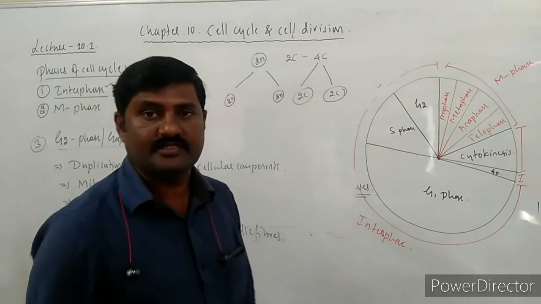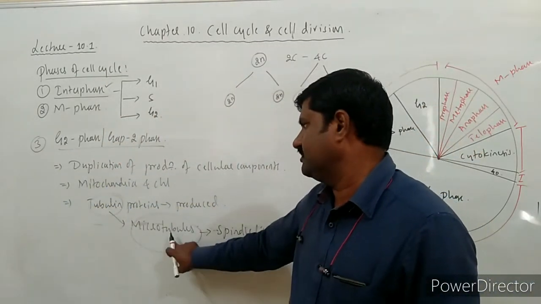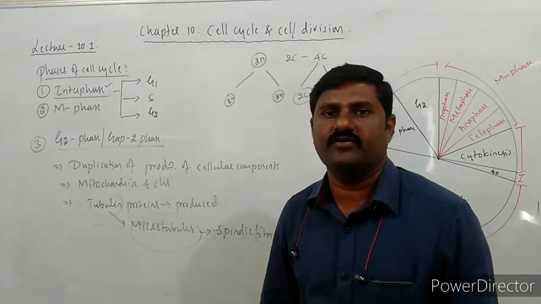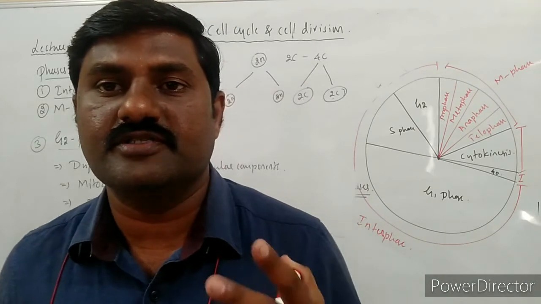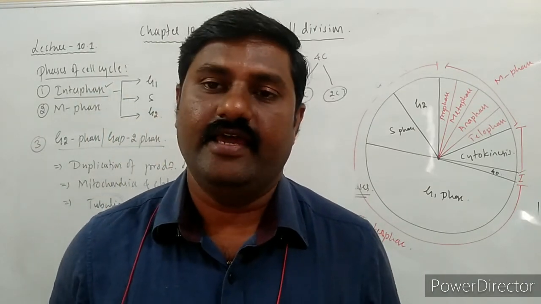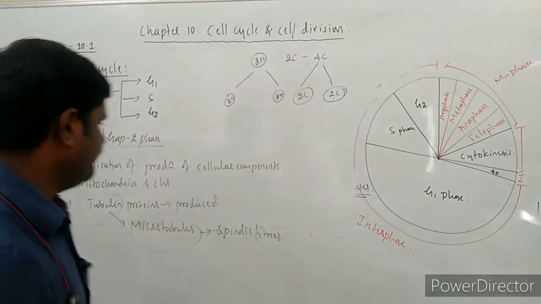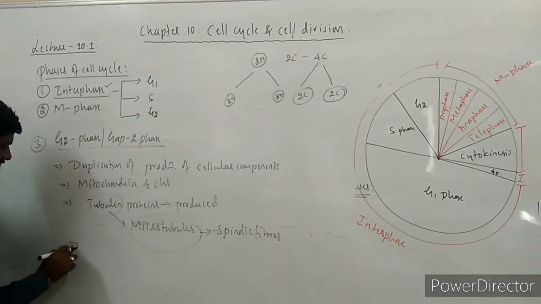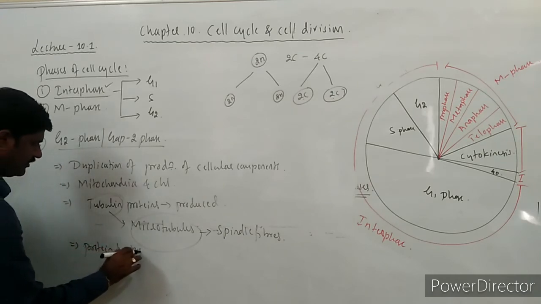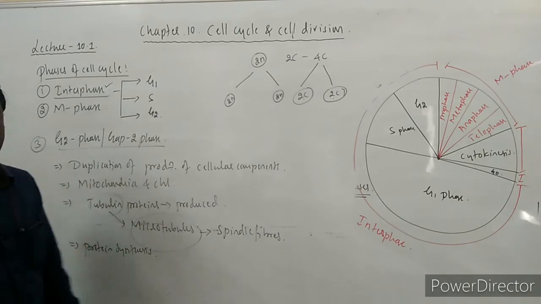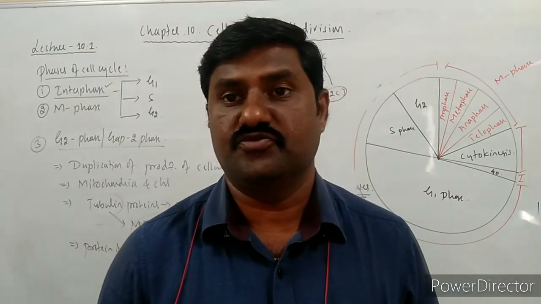These spindle fibers are very important. They are made up of microtubules, and these microtubules are made up of the protein called tubulin. The tubulin protein is produced in large amounts in the G2 phase. Cellular components and many proteins are also produced over here. Protein synthesis also takes place so as to produce many structural proteins in the G2 phase.